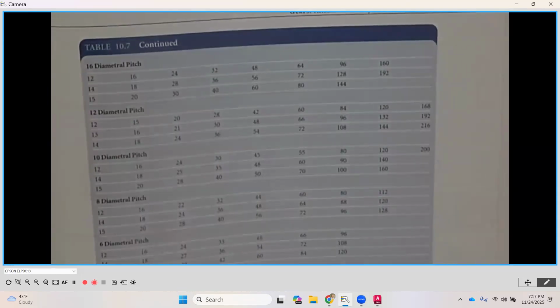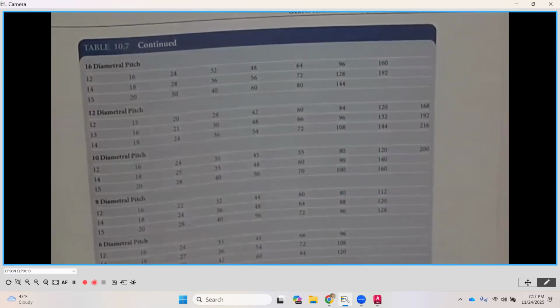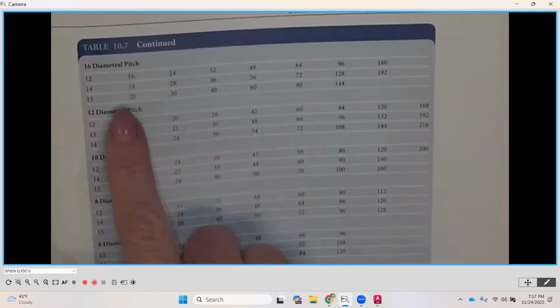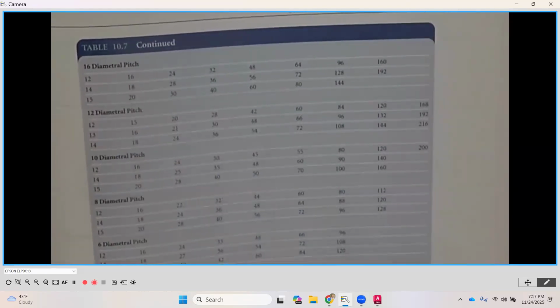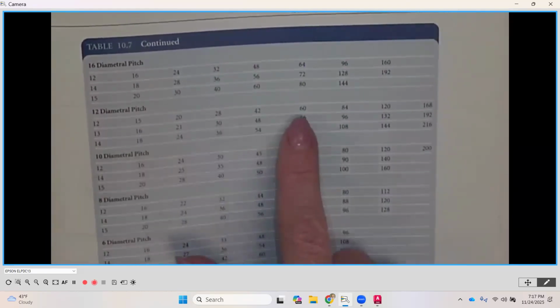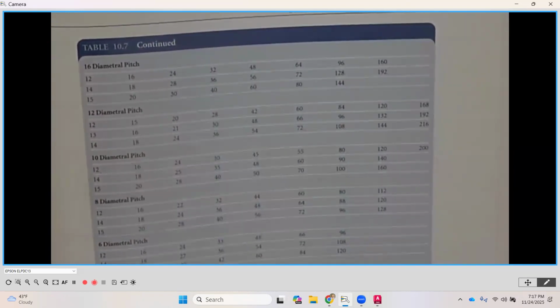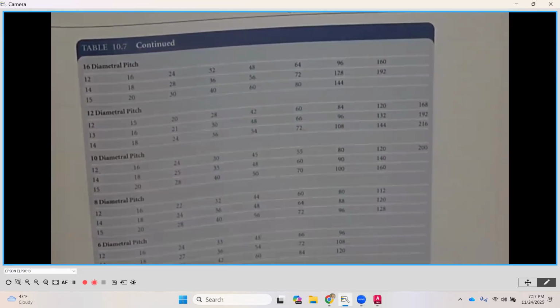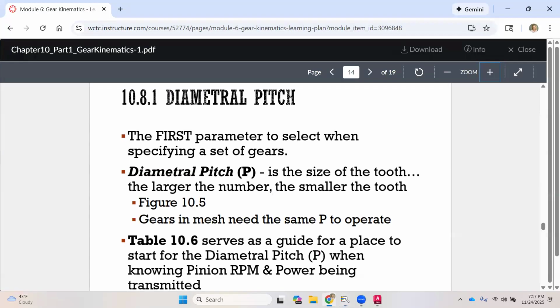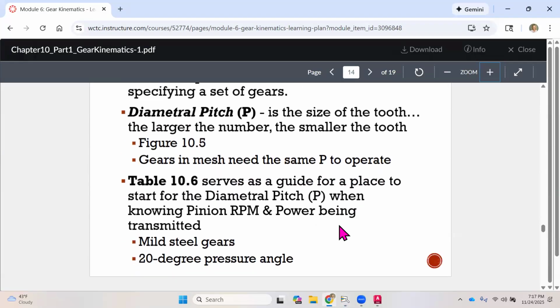So when we are specifying a set of gears, number one, we need to choose our diametral pitch. And then when we pick our number of teeth, it has to be on the list. We can't pick a random number. Okay. So we're going to be going through some problems where we choose the number of teeth based on the commercially available ones.